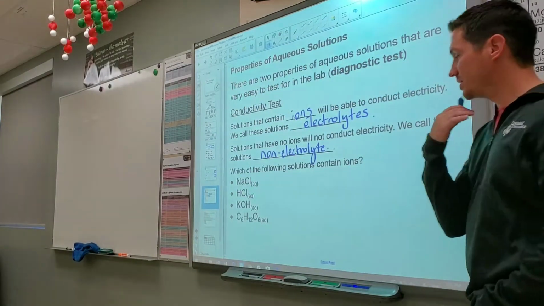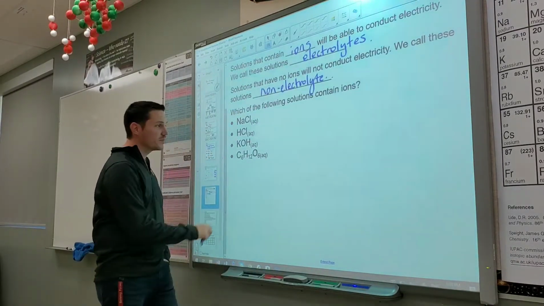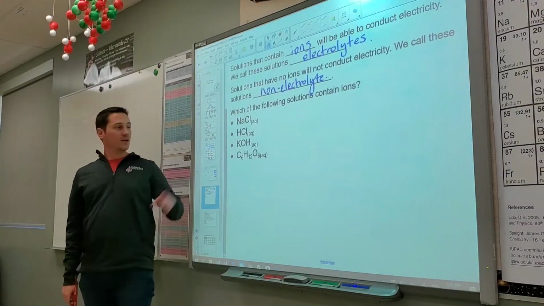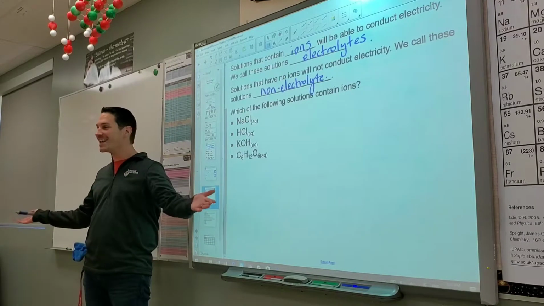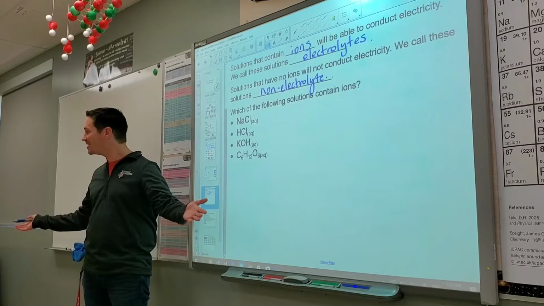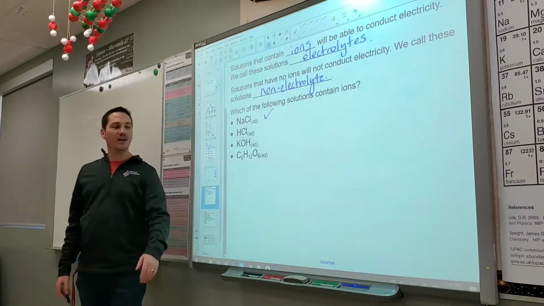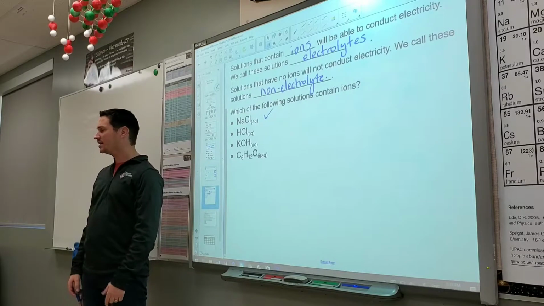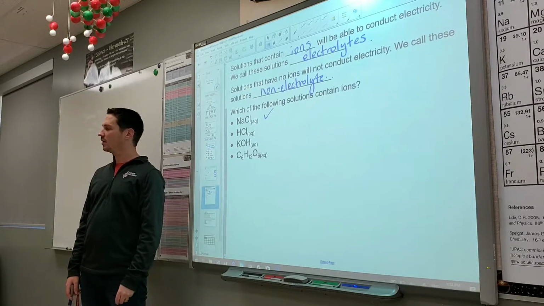Which of these solutions contains ions? Let's think about this. Sodium chloride, is it ionic? Okay, then it contains ions, right? So is it going to be conductive? Yes. Good, lovely. Hydrogen chloride, is it ionic? No. But what is it?